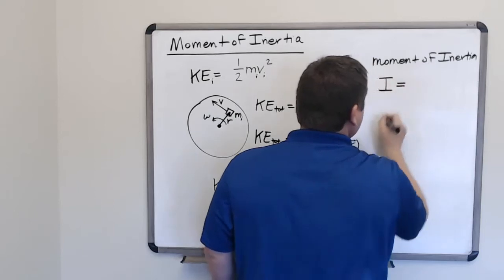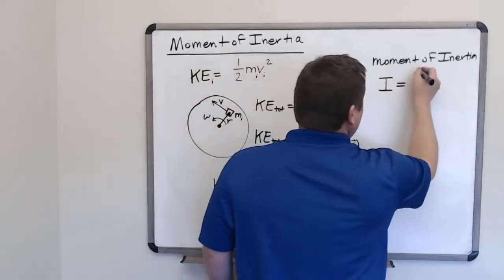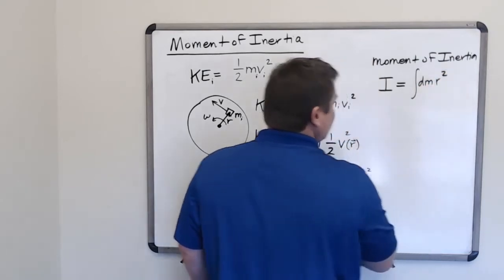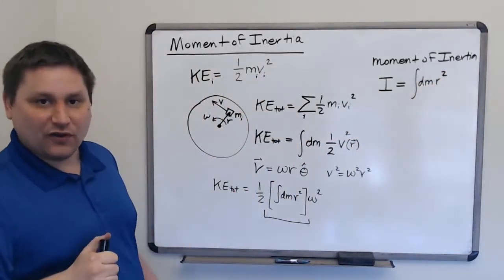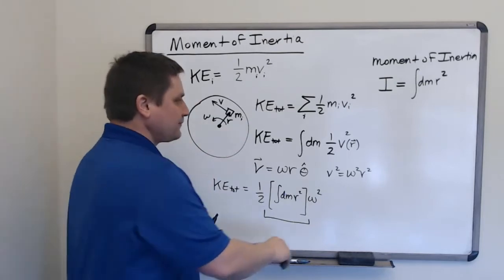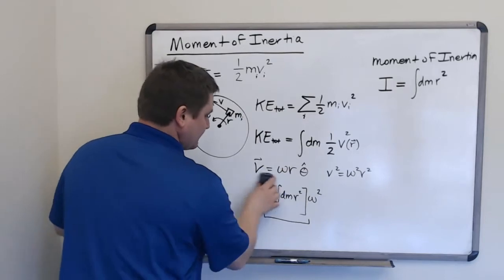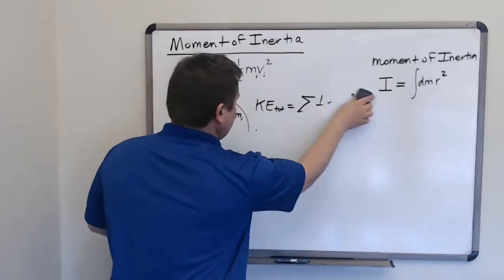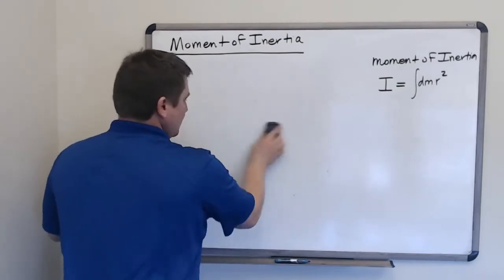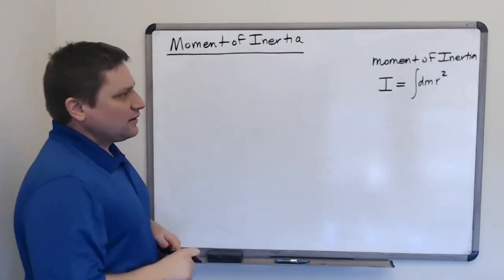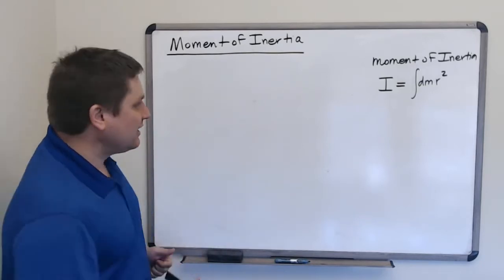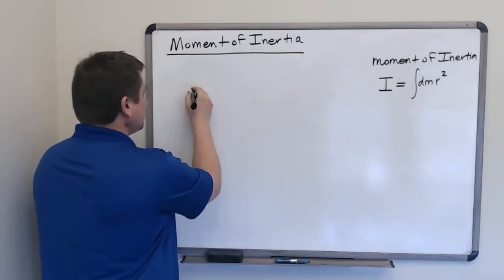The symbol for it is a capital I, and the formal definition is the integral of r squared dm for all the bits of mass in the object. Now, to get a feeling for what this integral entails, let's do it for a simple object.